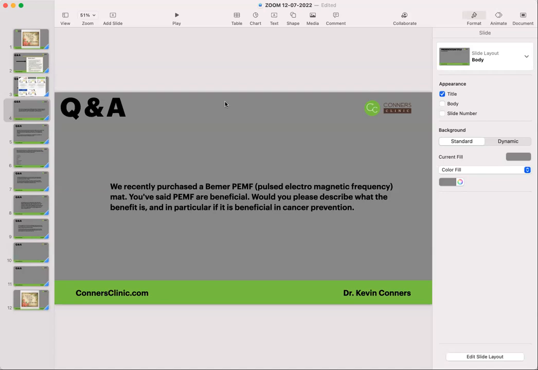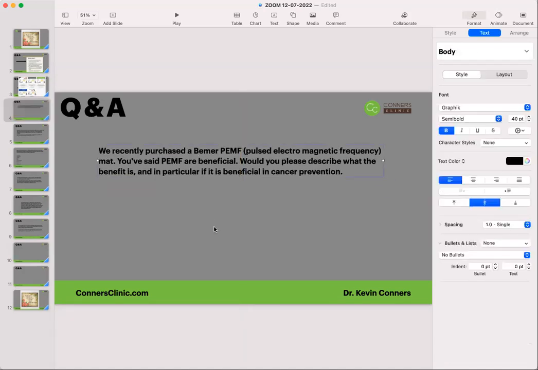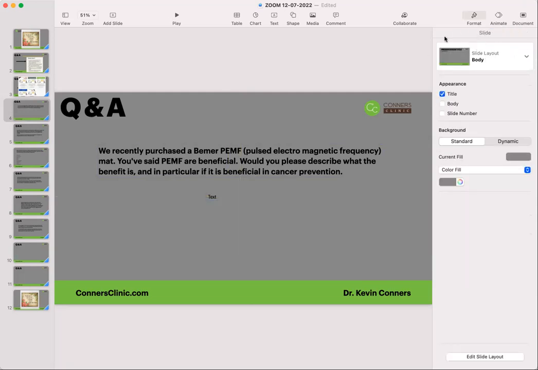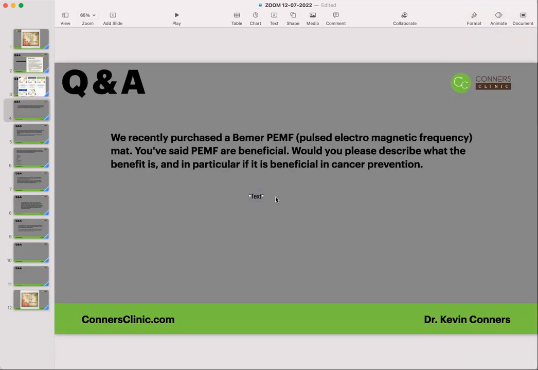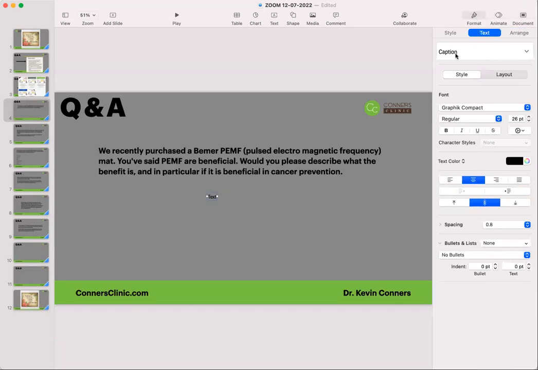Now, that being said, there's really two different types of PEMF devices. So let's talk about that a little bit here. A PEMF device is really measured on the Gauss output. That's the force of electrical pulse that the machine is putting out. There are two different types of PEMF device: a low Gauss PEMF device and a high Gauss PEMF device. A low Gauss PEMF device is what the Beamer would fall under.